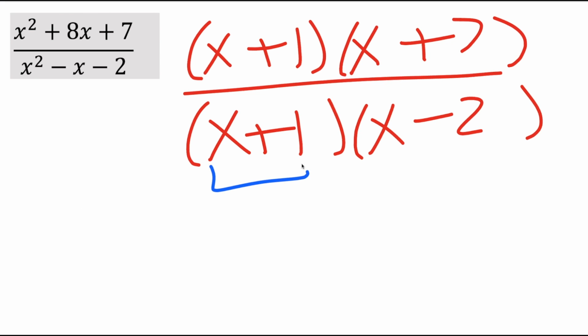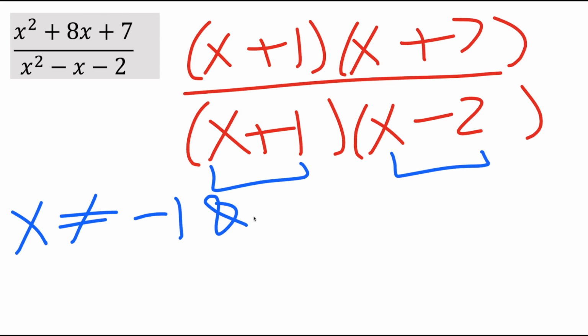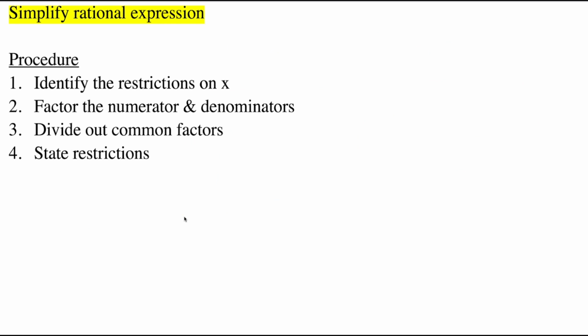At this point, we can state the restriction because we can't divide by 0. So this piece and this piece will be our restriction, where we want to make these two pieces 0. So x cannot equal, if x is negative 1, we get a 0 here. Negative 1 plus 1 is 0. So x cannot be negative 1, and x cannot be positive 2 because 2 minus 2 is 0. So that's our restriction. And then step 3 says divide out common factors.